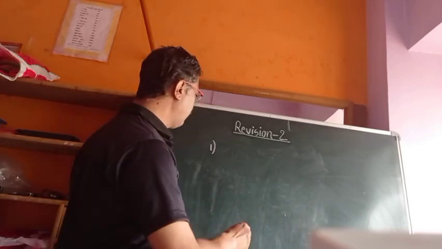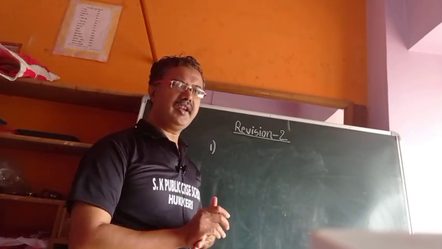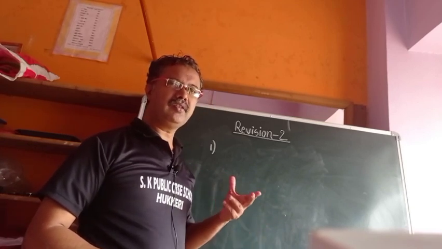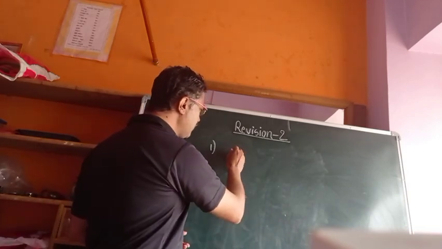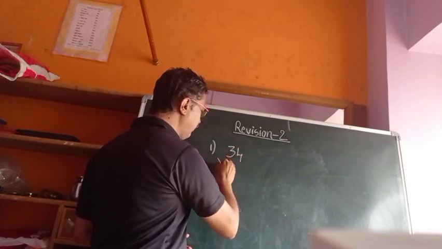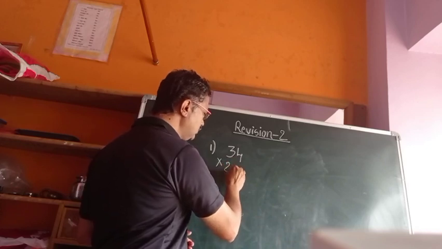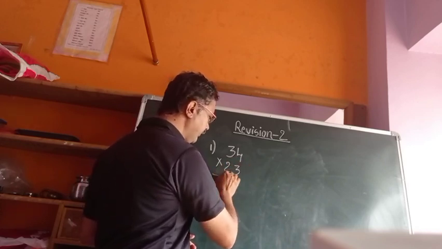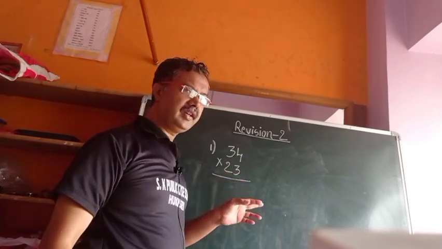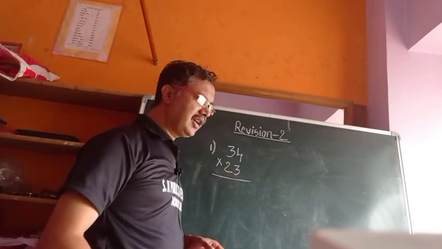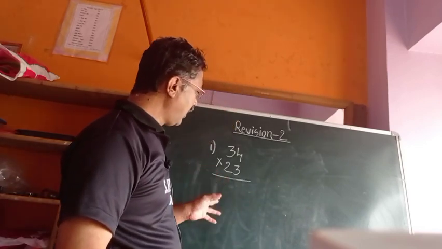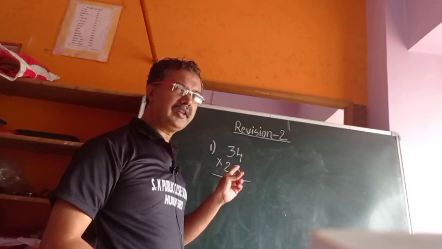Okay, let us start with another example. Today I will take two digit number multiplication, a two digit number by a two digit number. First question, 34 into 23. I'll take this first example, 34 into 23. Now let us start, once again I'll repeat, how to multiply these numbers.